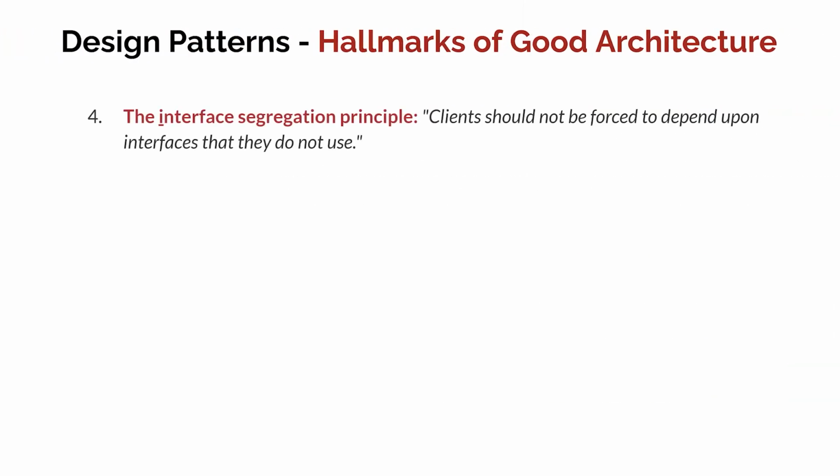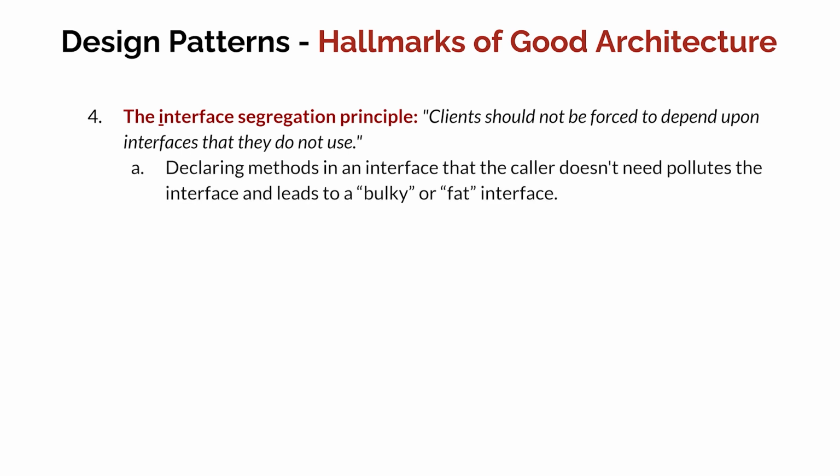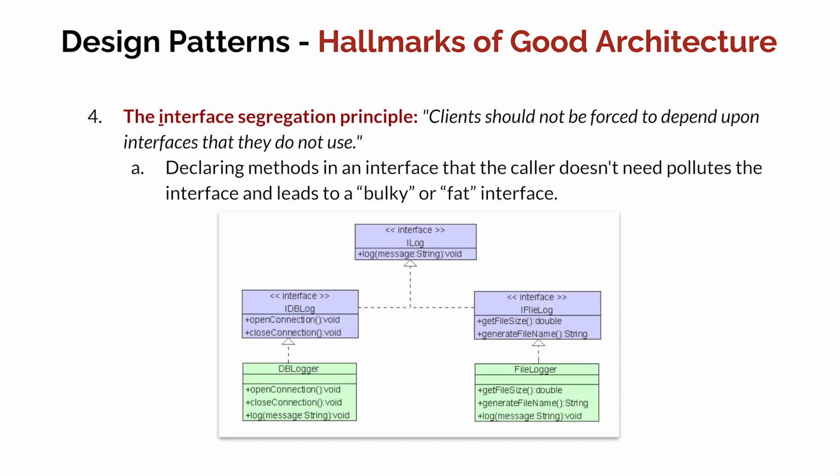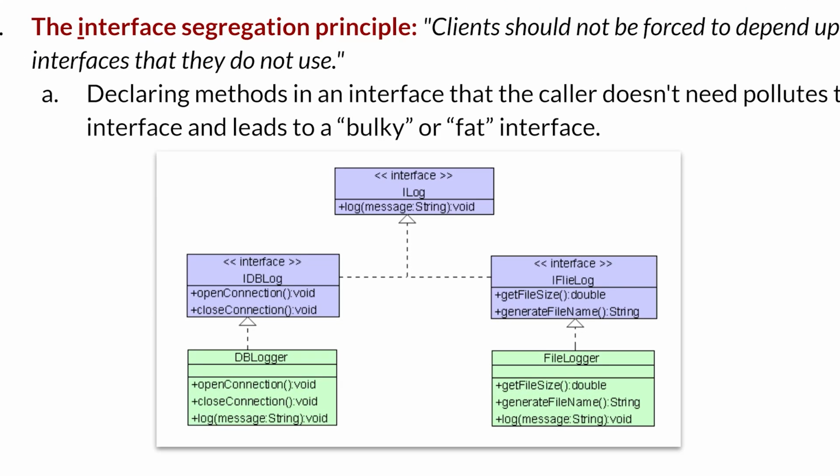The next one is the interface segregation principle. Clients should not be forced to depend upon interfaces that they do not use. Declaring methods in an interface that the caller doesn't need pollutes the interface and leads to a bulky or fat interface. Let's have a look at an example. Let's say that I would like to create a logging functionality. So I create an interface called ILog. Notice that the interface has only one method, which is log.